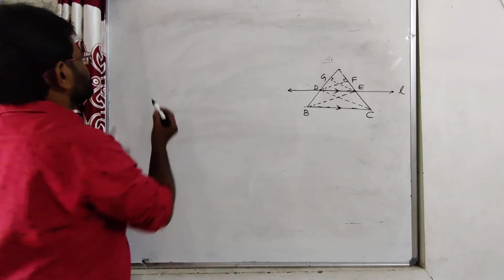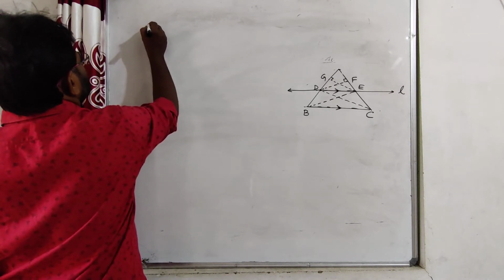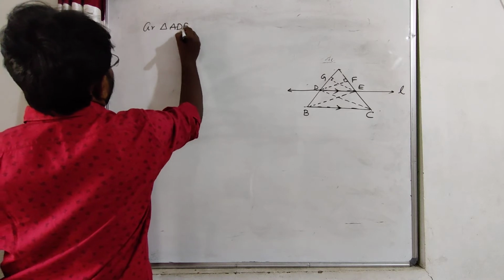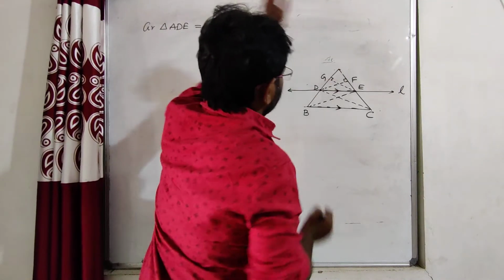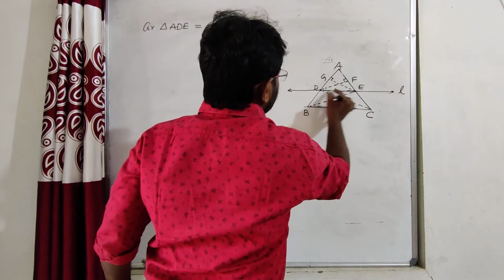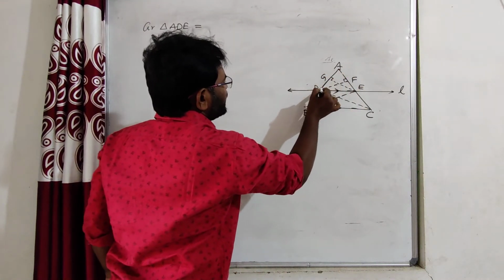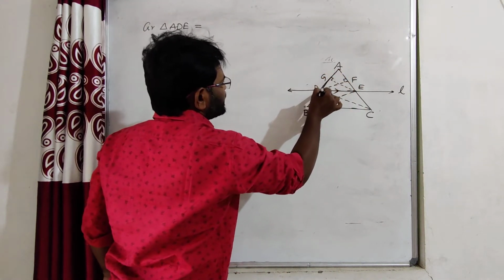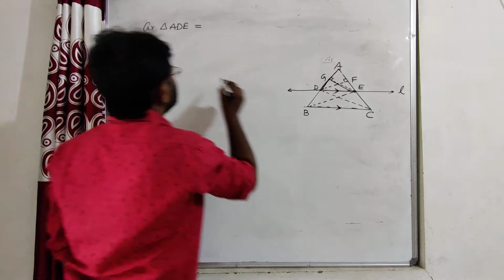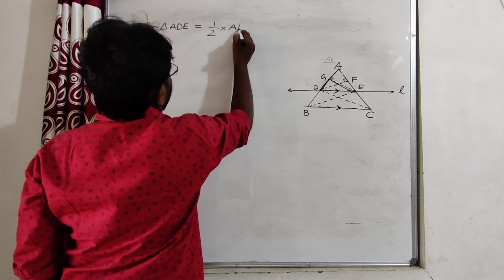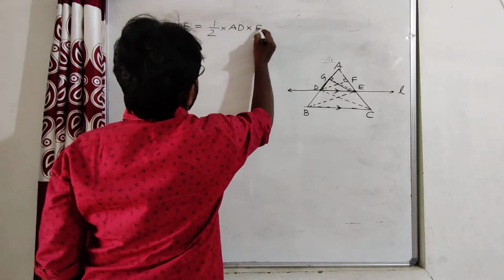From the figure, I am taking the area of triangle ADE. Taking base as AD, the altitude is EG. So the area is 1/2 of base AD into EG.